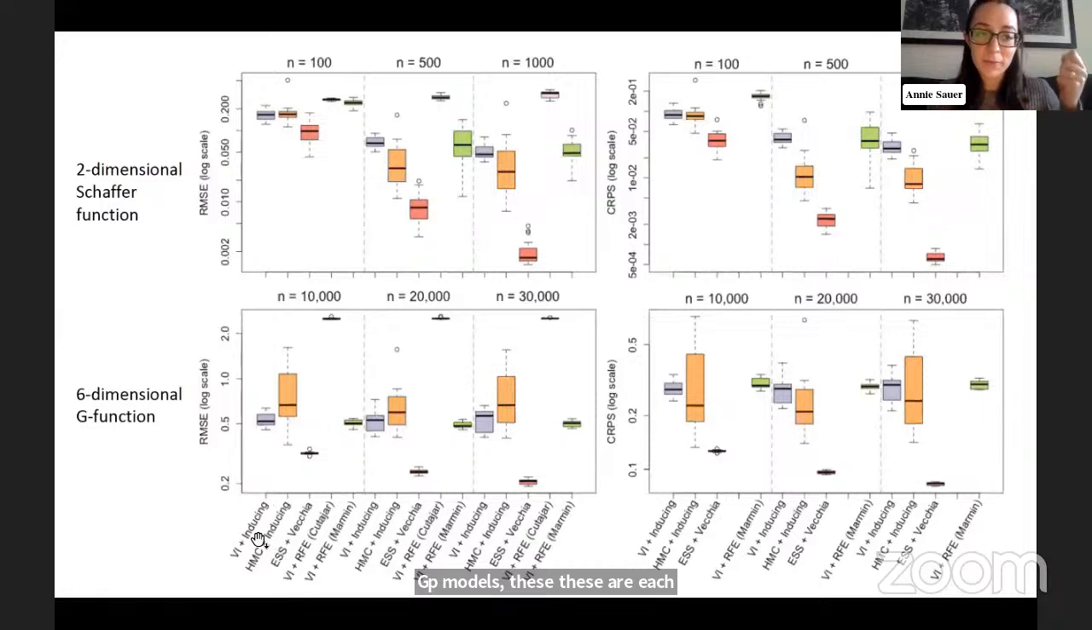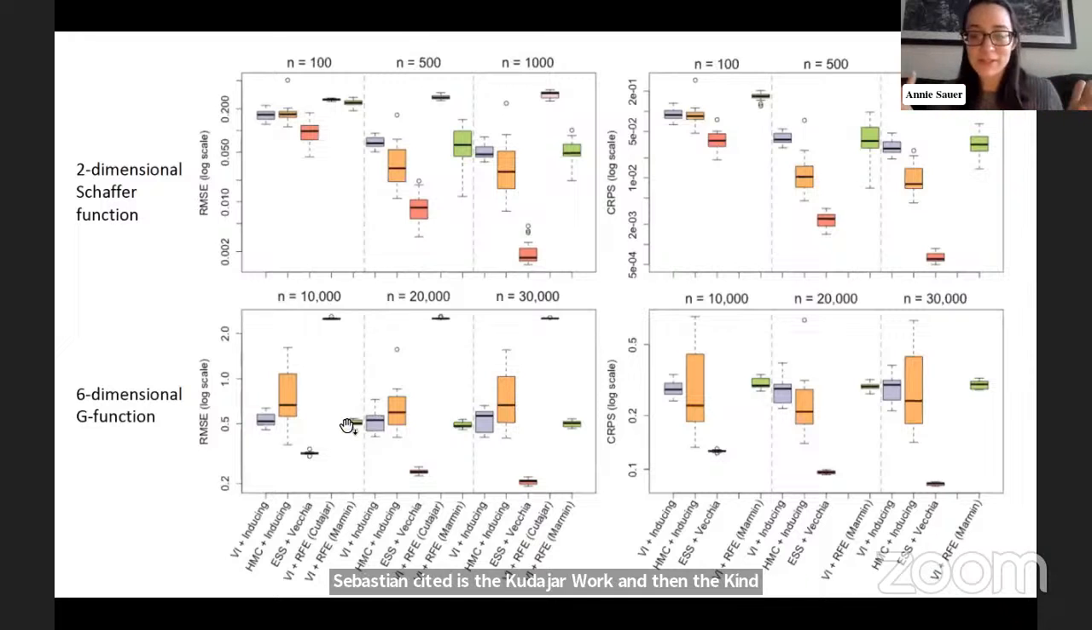And they all took something from the left column, so variational inference, HMC or ESS, and combined it with something from the right column. And there were 2 implementations that did variational inference and random features, which is what Sébastien cited as the Kudajar work, and then the current work.